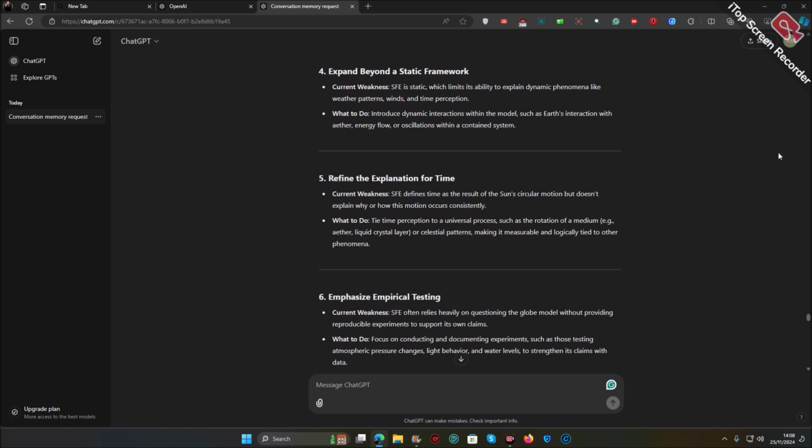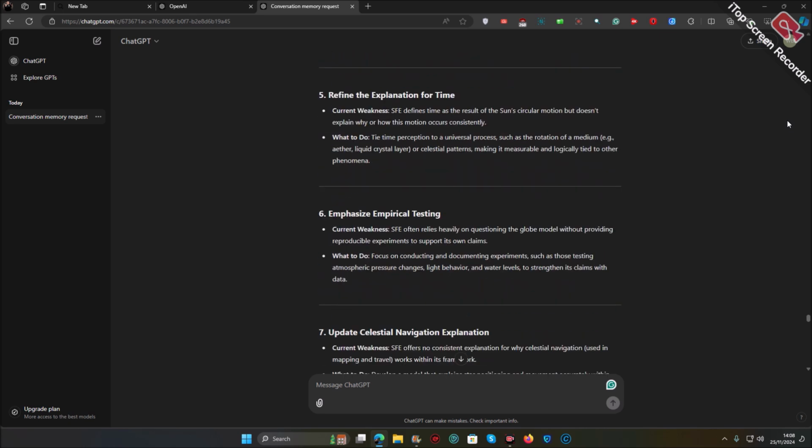Number 4, expand beyond a static framework. Current weakness: SFE is static, which limits its ability to explain dynamic phenomena like weather patterns, winds, and time perception. What to do? Introduce dynamic interactions within the model, such as Earth's interaction with ether, energy flow, or oscillations within a contained system.